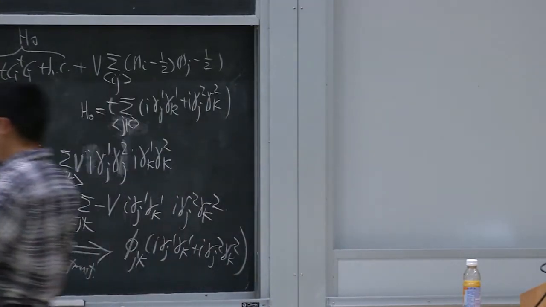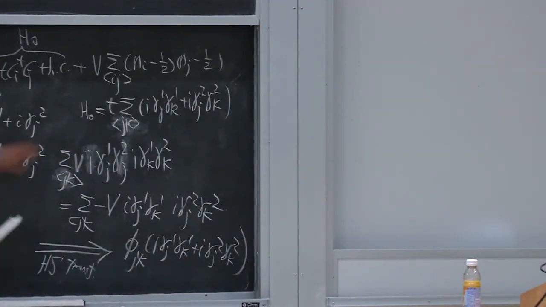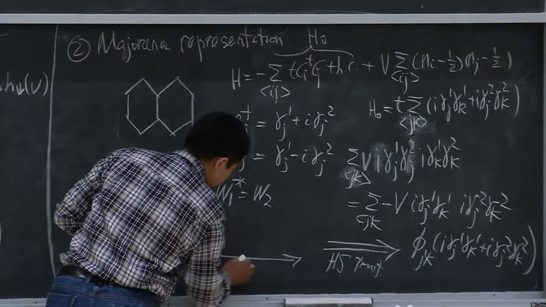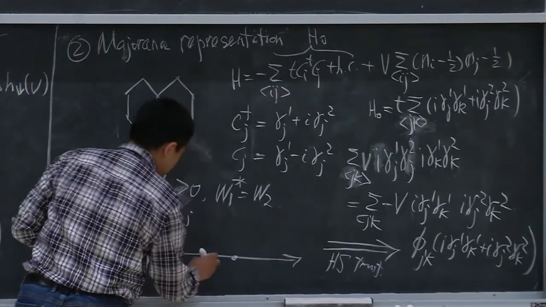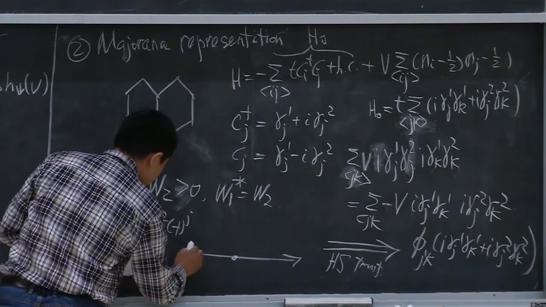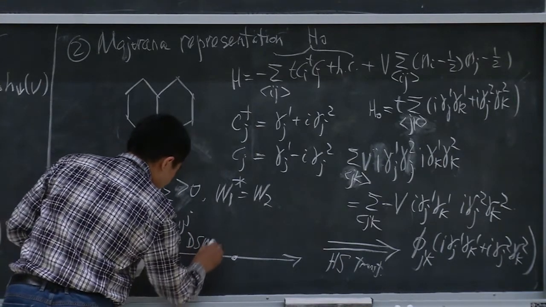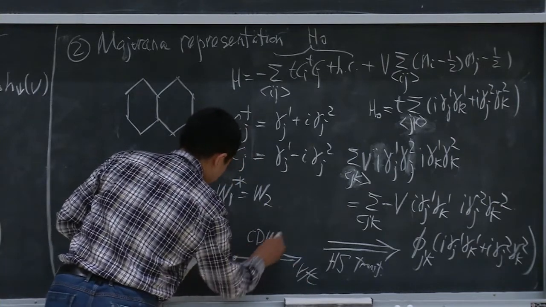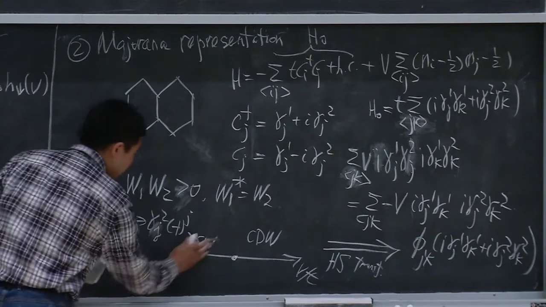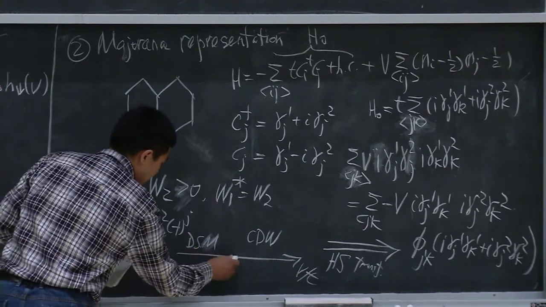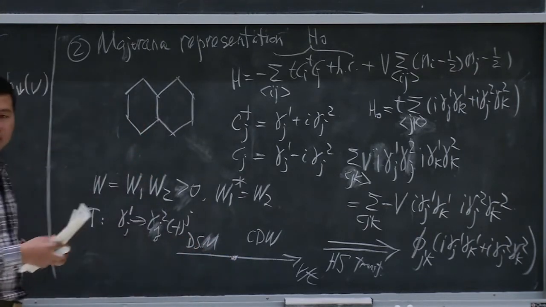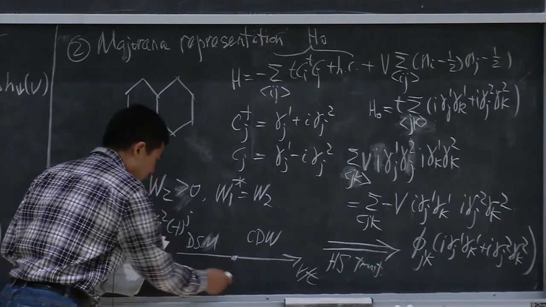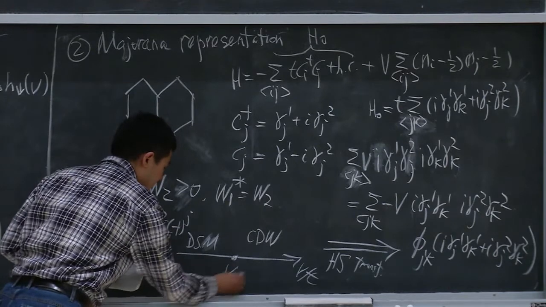And for this model with positive interaction, the quantum phase diagram, discussed also by Simon yesterday, has the Dirac semimetal, and at large interaction over T, a CDW phase. There's some quantum criticality at some critical interaction.